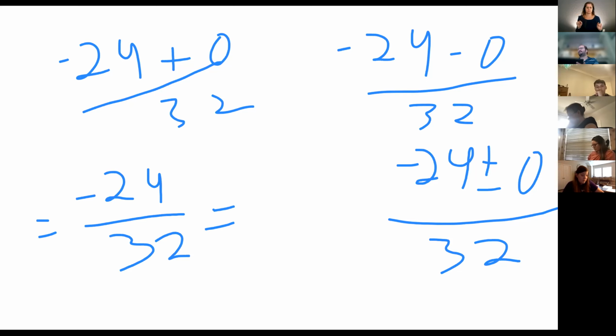And I could probably clean this up. 24 and 32, I believe, are both divisible by 4? By 8. 8? Yes, 8. So if we divide both by 8, I believe we're getting minus 3/4? Yes, minus 3 over 4.